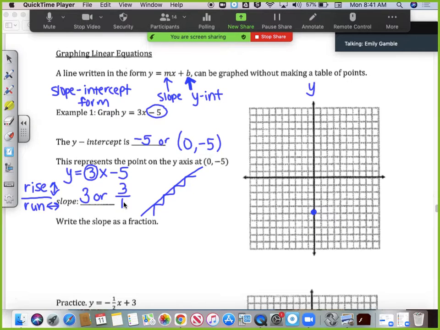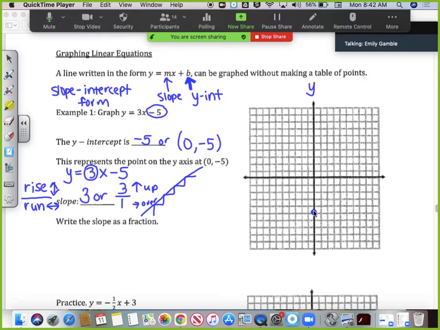So a slope of 3, or a slope of 3 over 1, says that to get from one point to the next, you go up 3 units and you go over 1 unit. So to get from our original point, which is the y-intercept, a point on this graph here at 0, -5, to another point, we use the slope of 3 over 1.